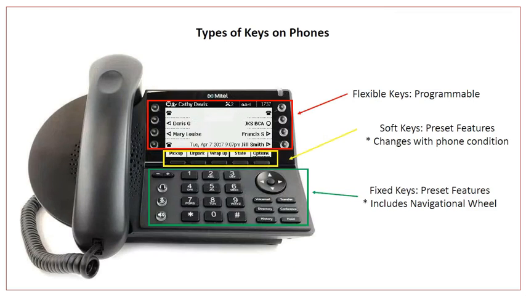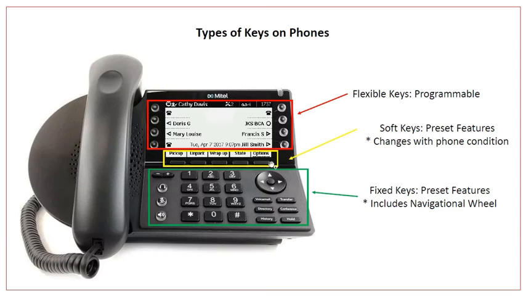There are three types of keys total on the phone. Those that are around the display are referred to as flexible keys. We can program or change what they do, except for the topmost button. That one is preset as a call appearance so that you can see incoming and outgoing calls.